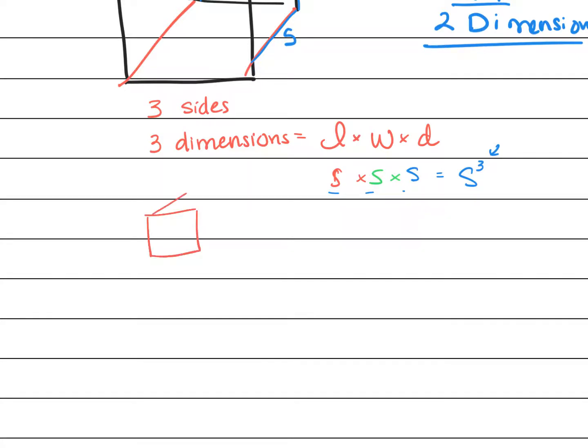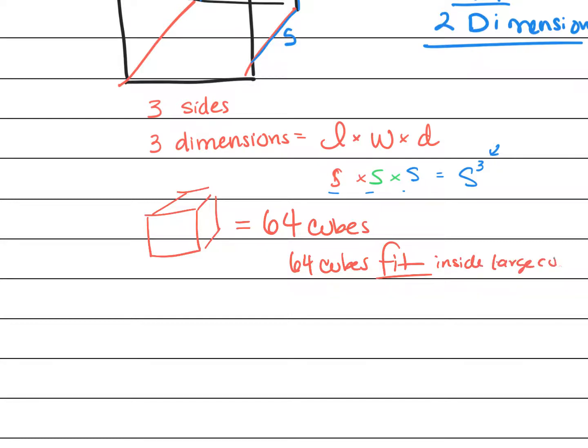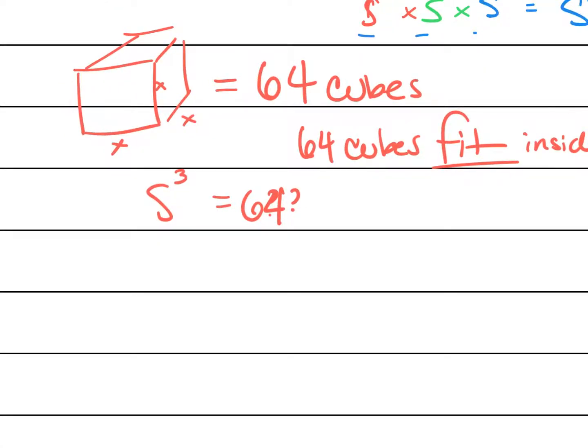So if I had this cube, and it equaled 64 cubes, that means that 64 cubes fit inside the large cube. So then what times what times what is giving me 64? All right, so here's where we learn some algebra. We got to get s by itself. So how do I undo this cube?